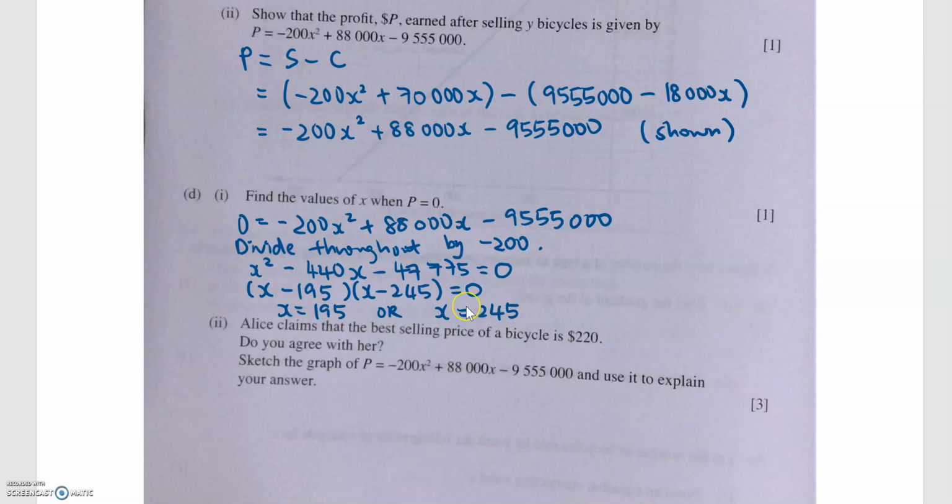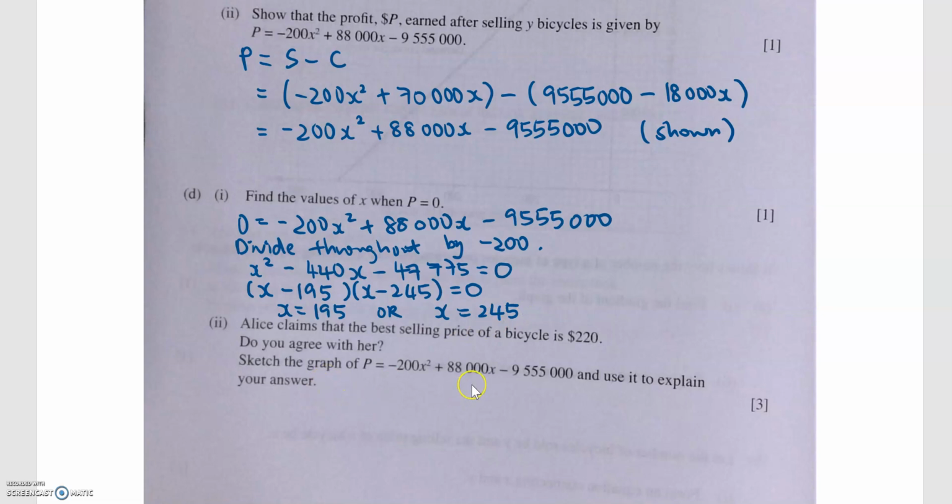Okay, so as X changes, it actually has implications on the sale of the bicycle. So it affects S, how much money you collect from the sale of bicycle, because it affects the number of bicycles that you will actually sell. And X also affects the cost of developing the bicycles. So these two values just give us the pricing, okay, where the profit will be 0 for the company. Let's look at the next part.